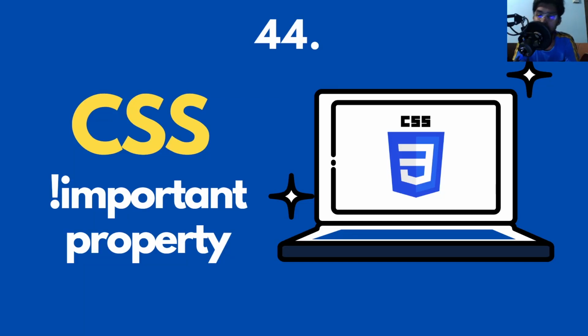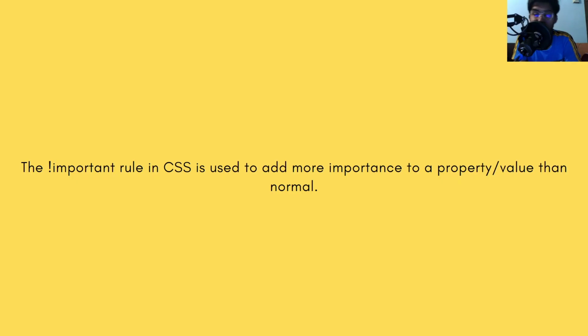This is Fahad and this video is about the important property in CSS. So the important rule in CSS is used to add more importance to the property or the value than the normal. Alright, so this is kind of just a simple thing.